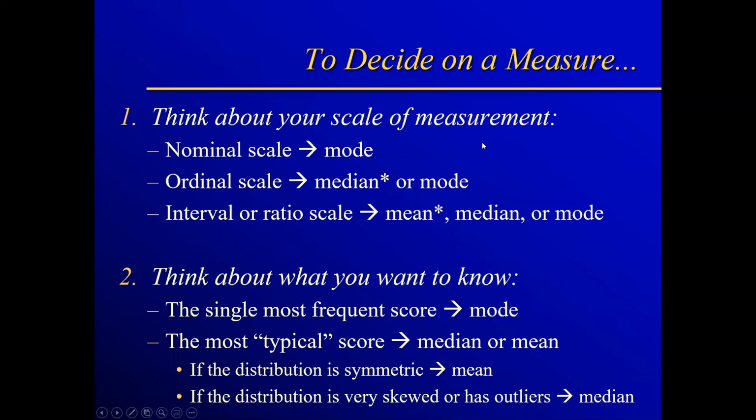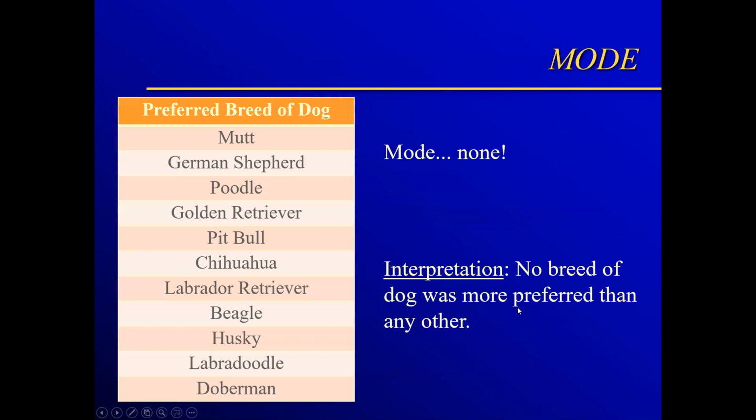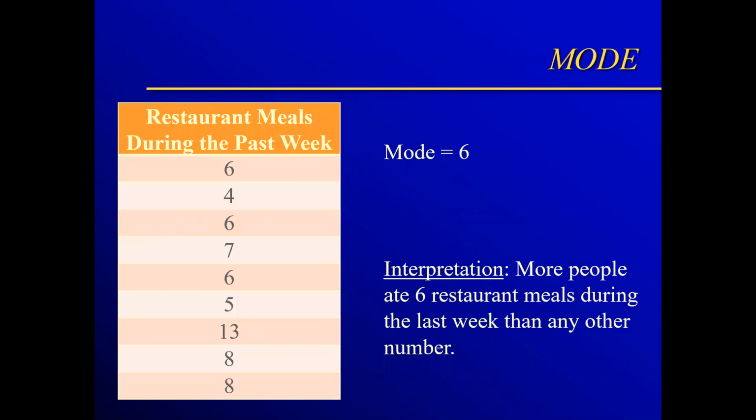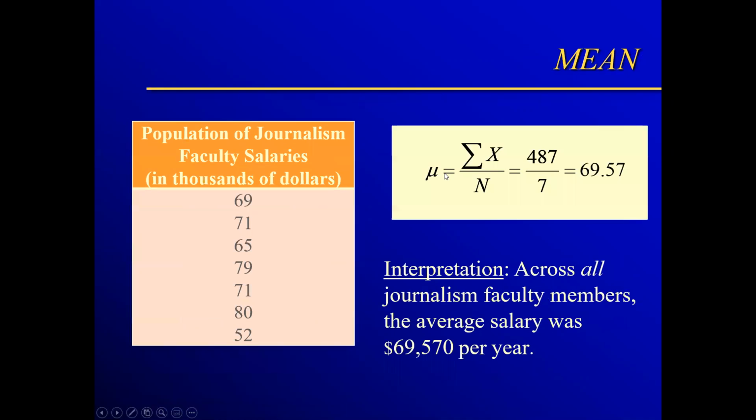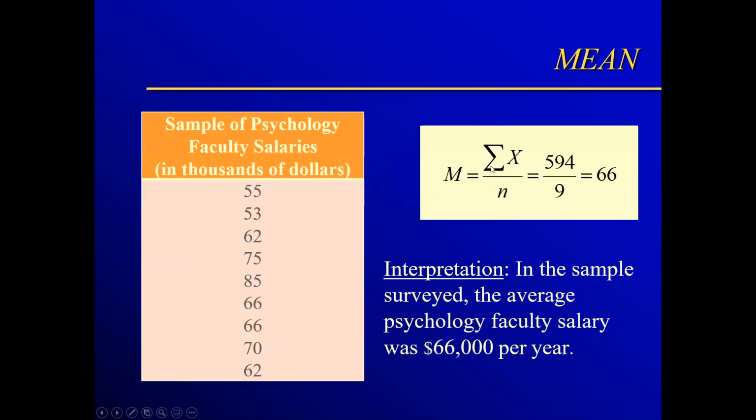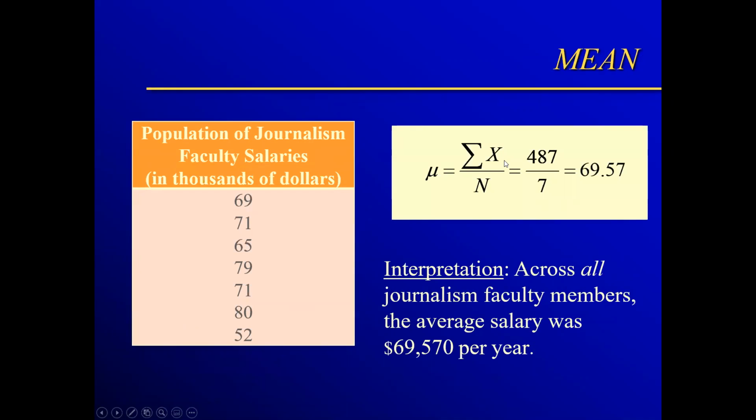All right. And that gets at point number 2. Think about what you most want to know. If you want to know the most frequent score, the mode, obviously. If you want to know the most typical score, median or mean. All right. Any questions about central tendency? I know we went over a lot, but I think it's fairly simple, especially how to calculate things. Really, the big things that you need to know are how to do mean, median, and mode, which hopefully you all know, and what some of these symbols mean in terms of population mean and sample mean.